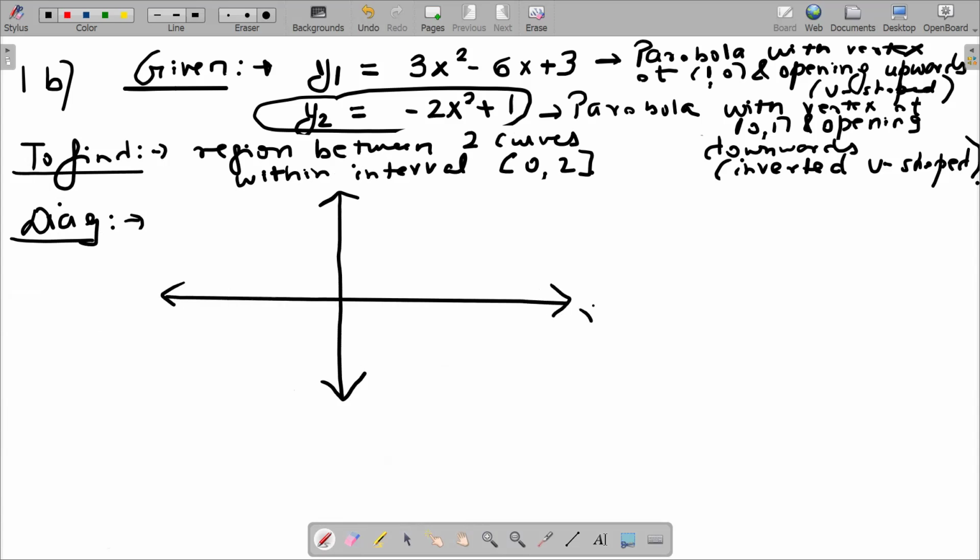This is X, this is Y. Okay, look at the first parabola in black color. Vertex is at 1, 0. So this is 1, this is 1, 0. Okay, and it's opening upwards. That means it somewhat looks like this. If I plot it, somewhat looks like this.